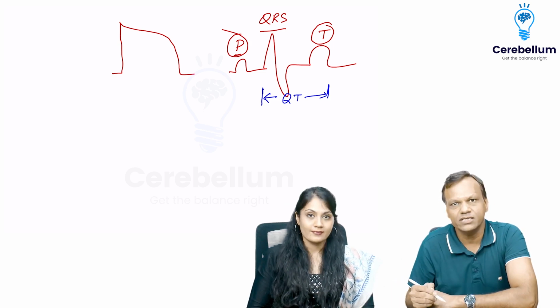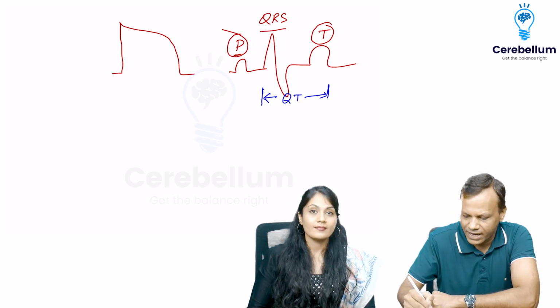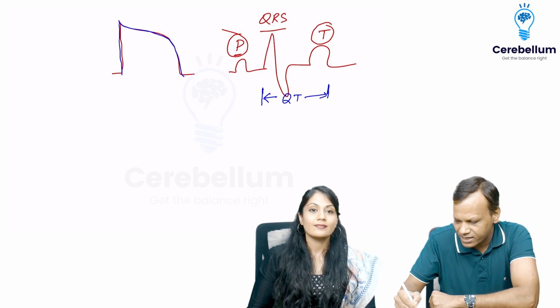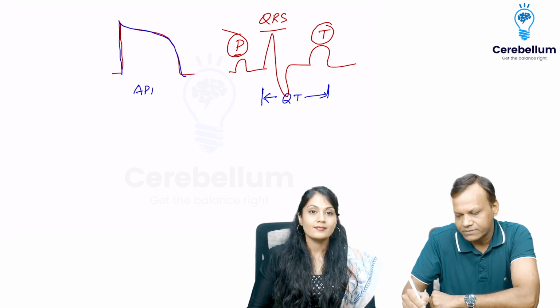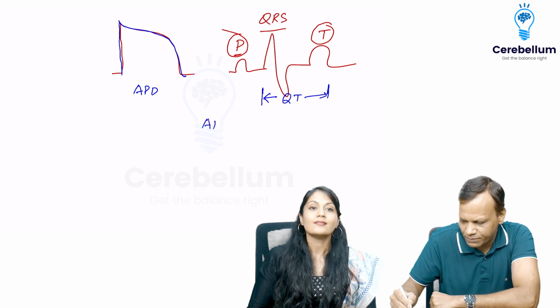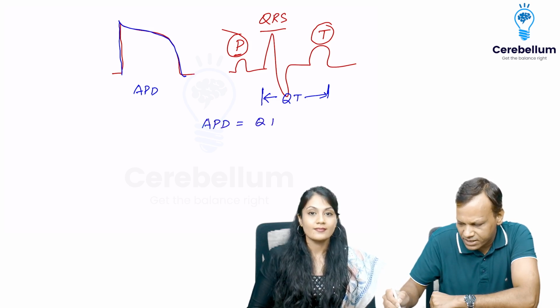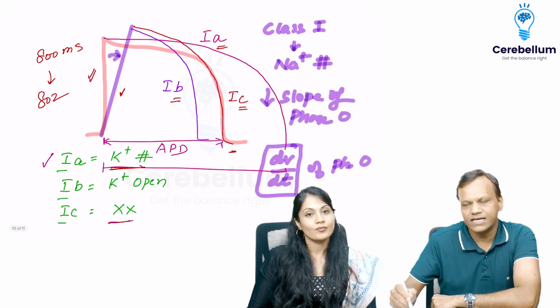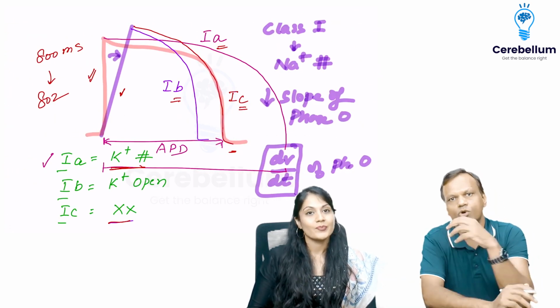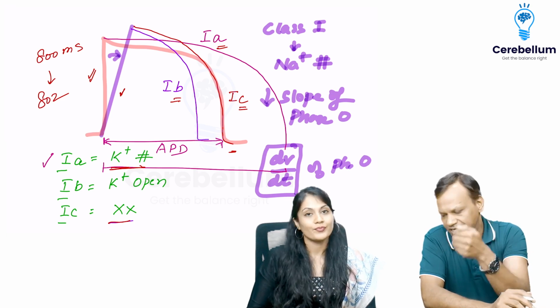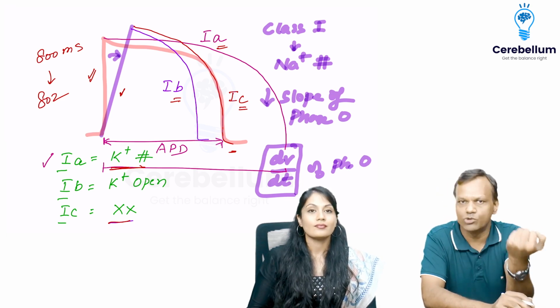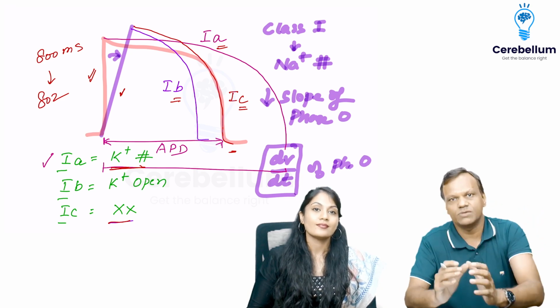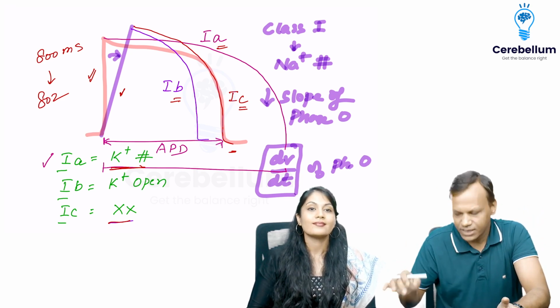Depolarization plus repolarization. The same thing in the action potential is told by depolarization plus repolarization. So it is APD. So what we can safely say, APD of the ventricular fiber is equal to QT interval in the ECG. So if any drug increases action potential duration, it is going to increase QT interval. If it decreases action potential duration, it is going to decrease QT interval. So which anti-arrhythmic class can increase QT interval?